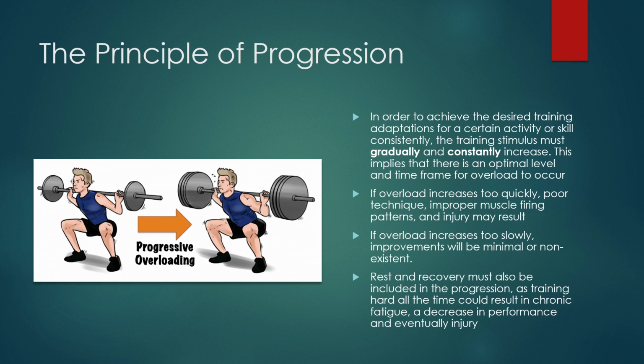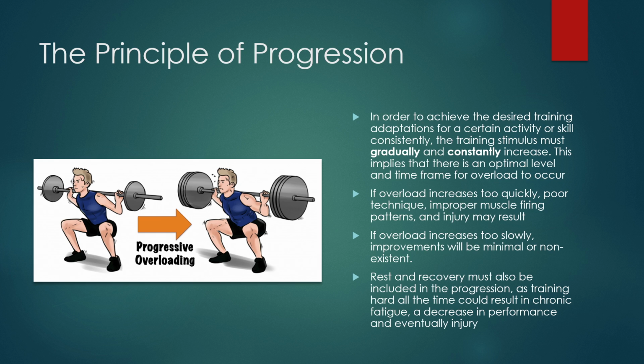The principle of progression, and this ties directly into that overloading process. In order to achieve the desired training adaptations for a certain activity or skill consistently, the training stimulus must be gradually and consistently and constantly increased. This implies that there's an optimal level and time frame for overload to occur. If overload occurs too quickly, poor technique, improper muscle firing patterns, and injury may result.